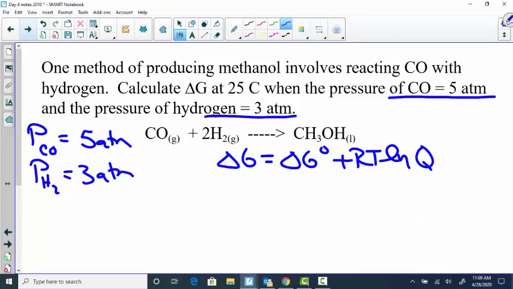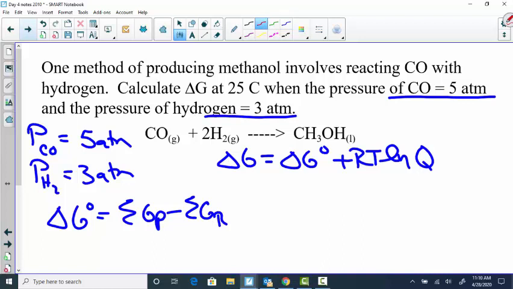One of the things that we have to calculate is delta G. So we have to do a side calculation to find delta G0. And that's going to be the sum of the G's of the products minus the sum of the G's of the reactants, which means you're going to have to take your equation, your thermodynamic sheet, and look all of these up. I'm going to tell you what they are real quick.